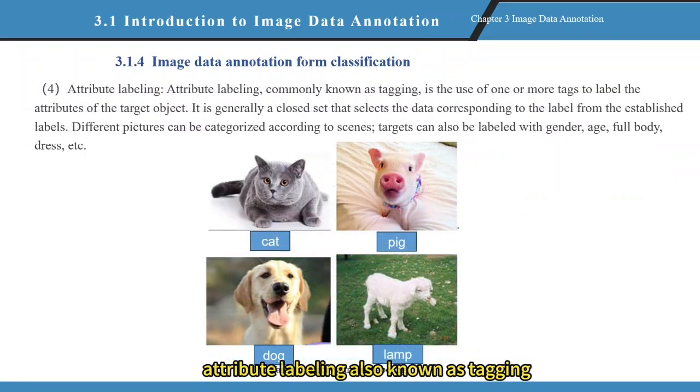Attribute labeling, also known as tagging, uses one or more tags to label the attributes of a target object. It usually selects data from established labels in a closed set. We can categorize pictures by scenes, or label targets with attributes like gender, age, full body, or dress.